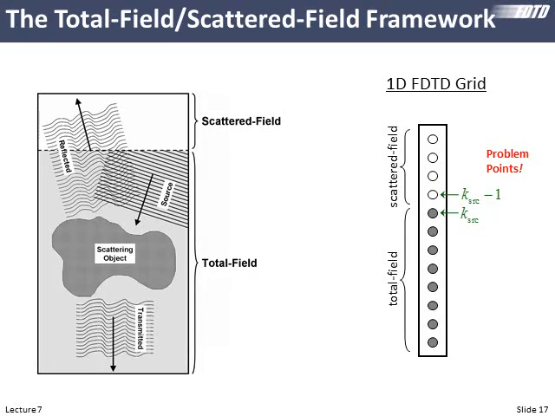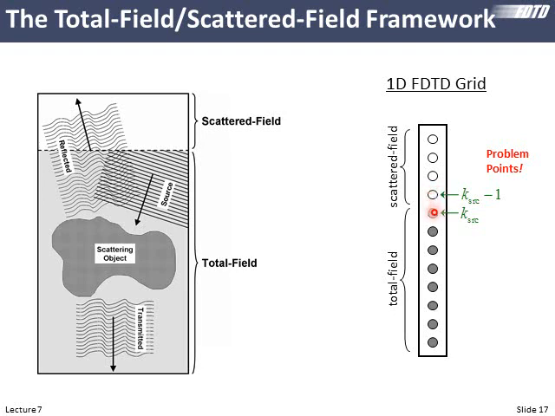So here is our total field scatter field framework. On the left for a general 2D grid, and on the right I'm showing this for our 1D grid. And we still divide it into two regions, the scatter field region and the total field region. But remember, at each of these points we have two update equations that we're implementing, one for E and one for H. So if we're writing an update equation for this point, that point's in the scattered field. However, one of those update equations will contain a term from the total field. That's not compatible with the other terms, and we need to fix that.